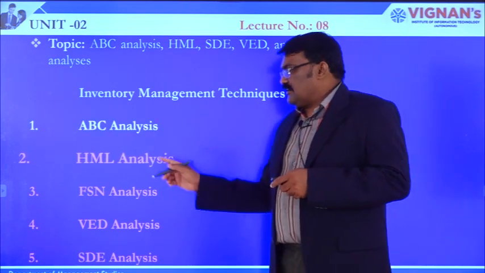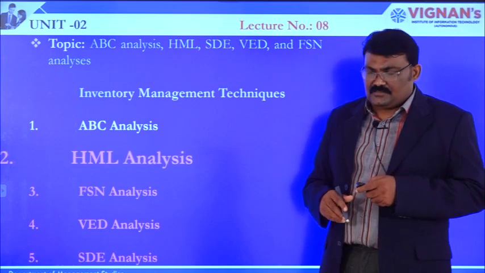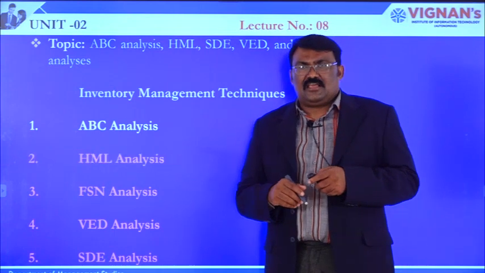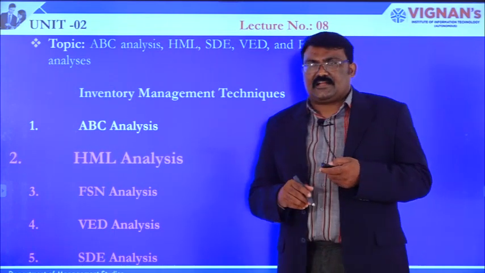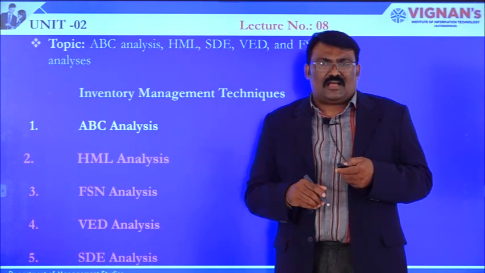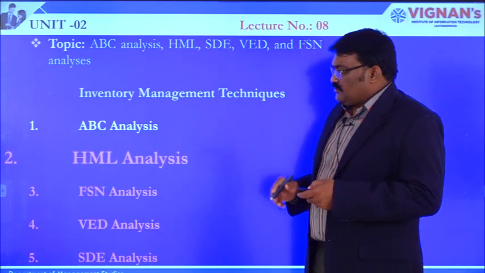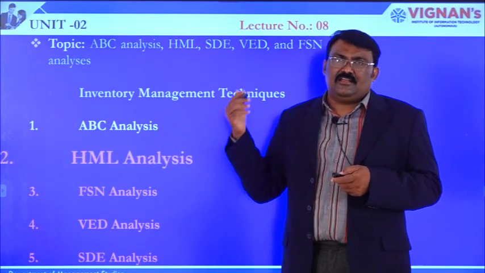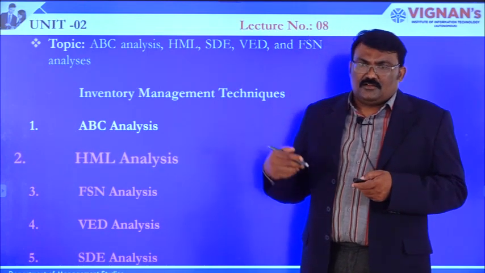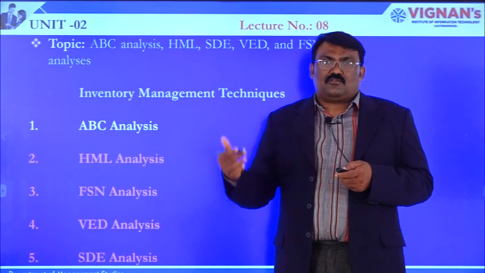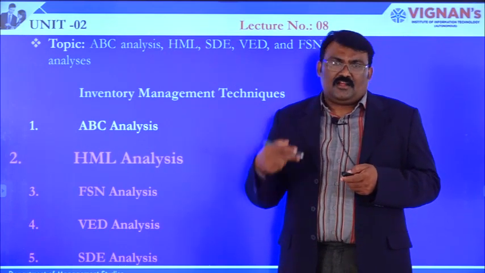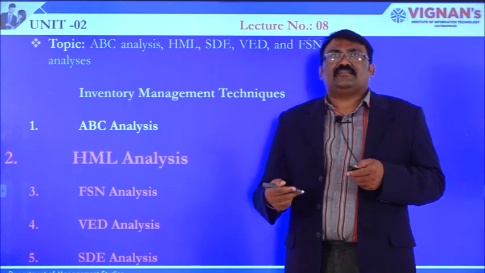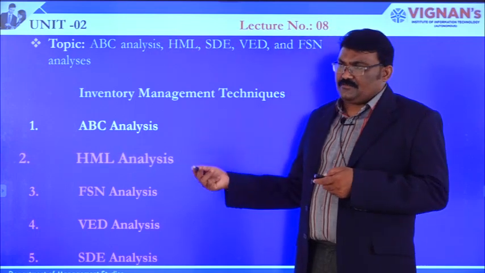Next to ABC analysis, it is HML analysis. H stands for high, M stands for medium and L stands for low. This analysis is done based upon the name defined, that is high, medium, low. They look into the requirement of the raw material, whether it is very high, medium or low. Based upon that, the raw materials are classified as such.